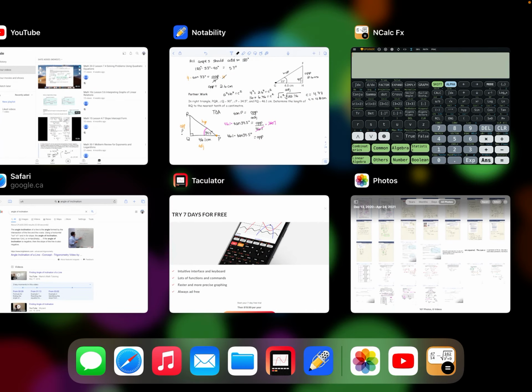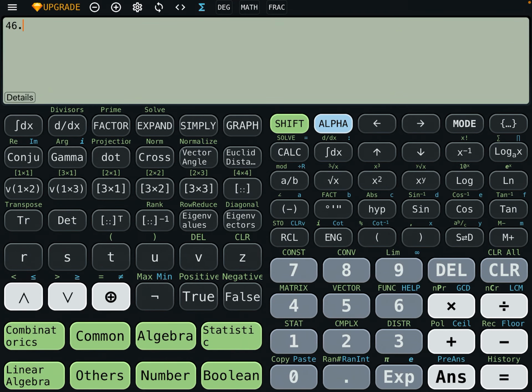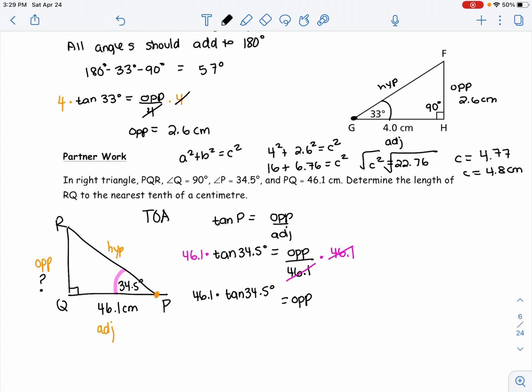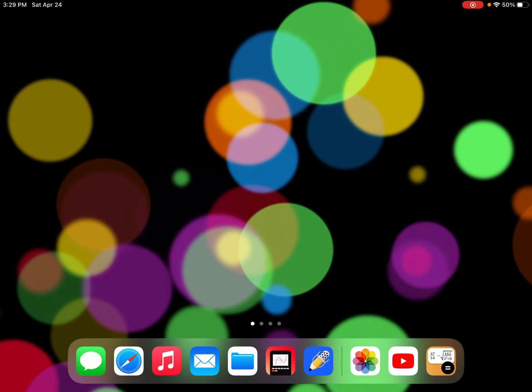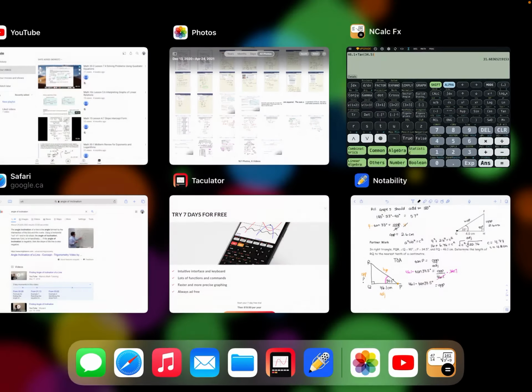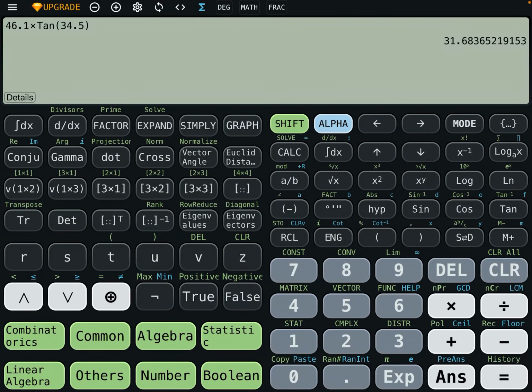Okay, so once you're in the right mode, that's when we're going to put that 46.1 multiplied by tan, and then the angle. Our angle has to go in that bracket, 34.5. So remember, 46.1 times tan 34.5. Close your angle, close your bracket. I'm just double checking, 34.5. Okay, so 46.1 times tan 34.5 degrees gives us 31.7 if we round to the nearest tenth.